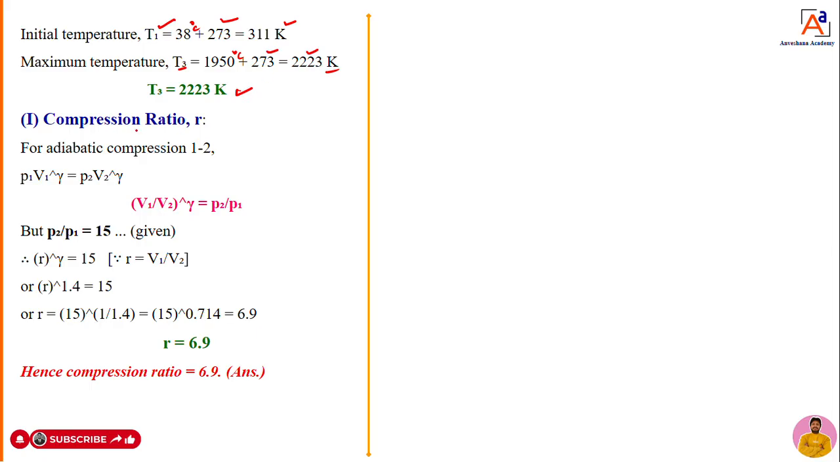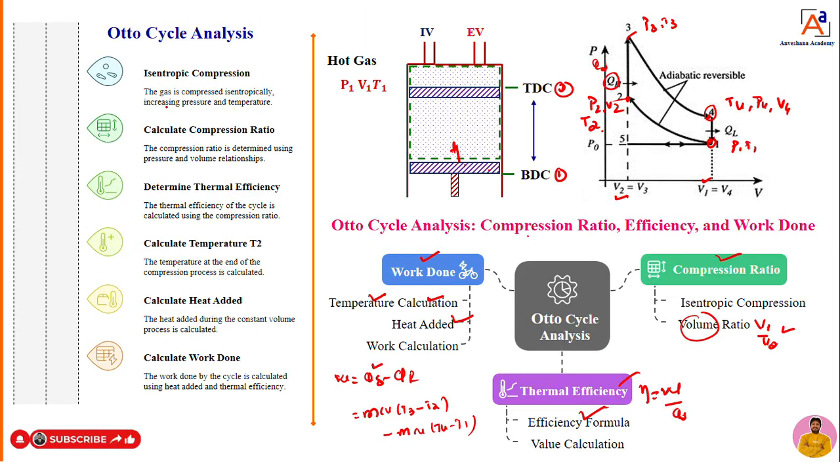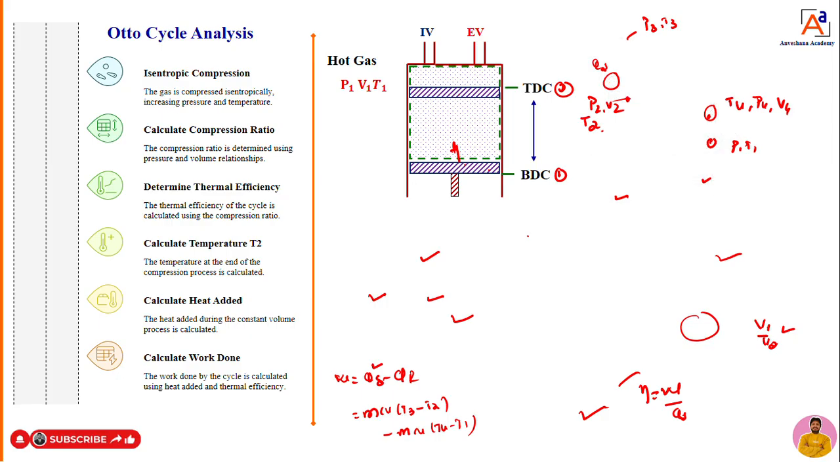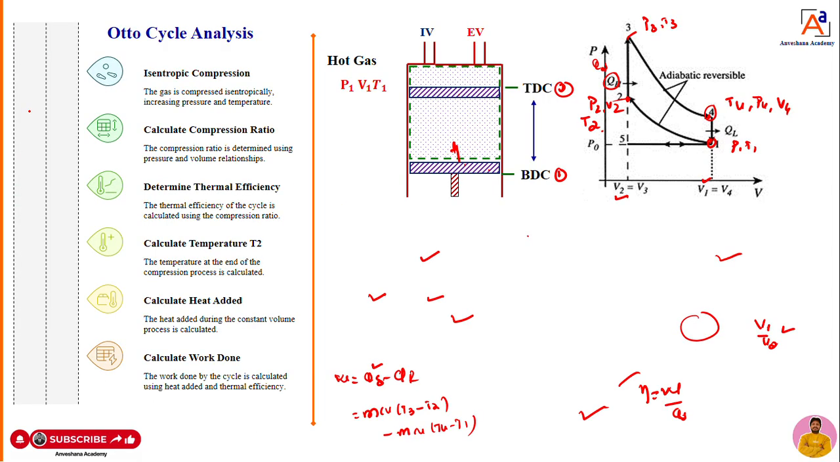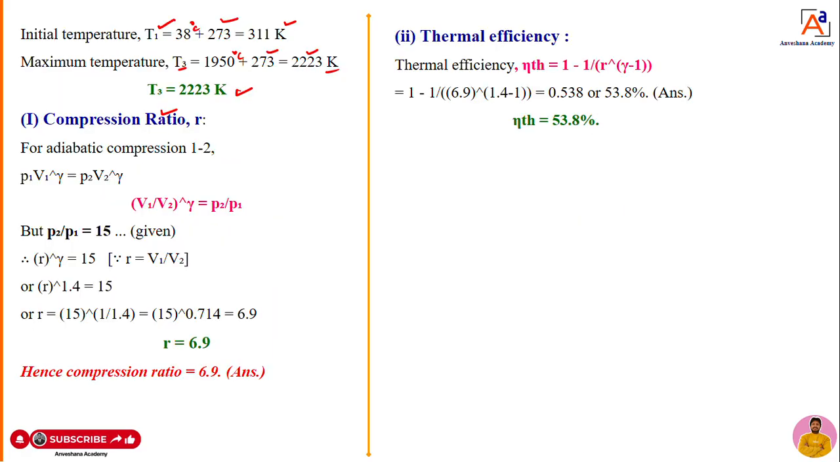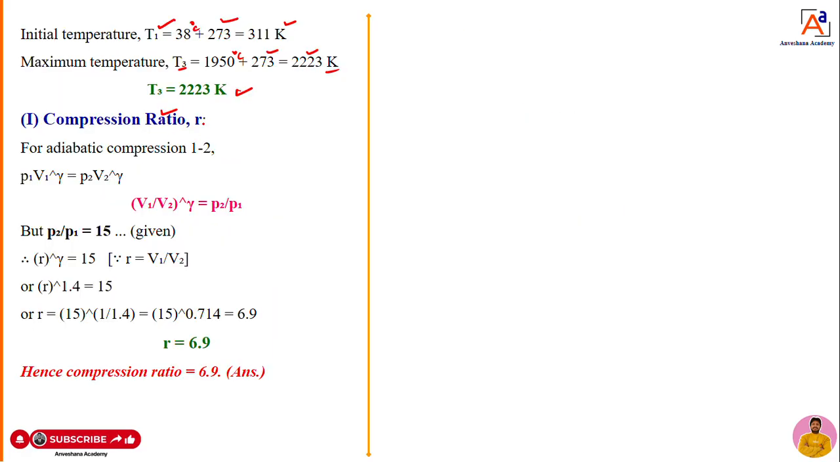So now the first finding is the compression ratio. He is asking to calculate the compression ratio, as you can see in the problem. First the compression ratio, and next the thermal efficiency. To calculate the compression ratio, we have an equation: (V1 by V2) to the power of gamma is equal to P2 by P1, the pressure ratio.